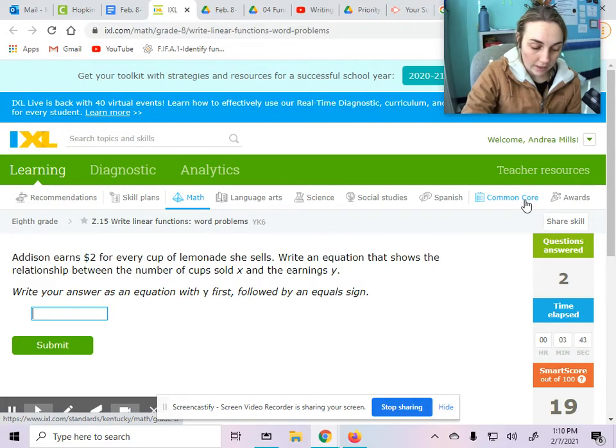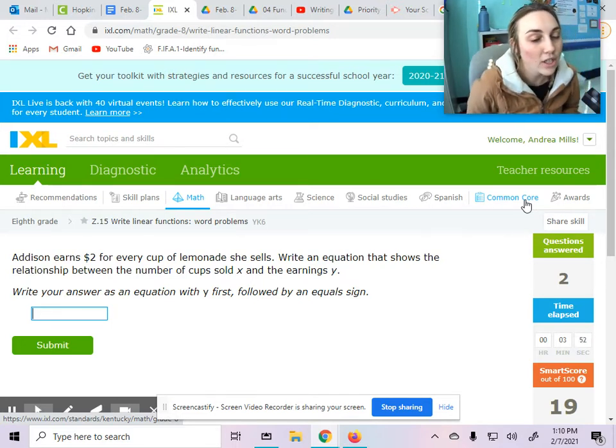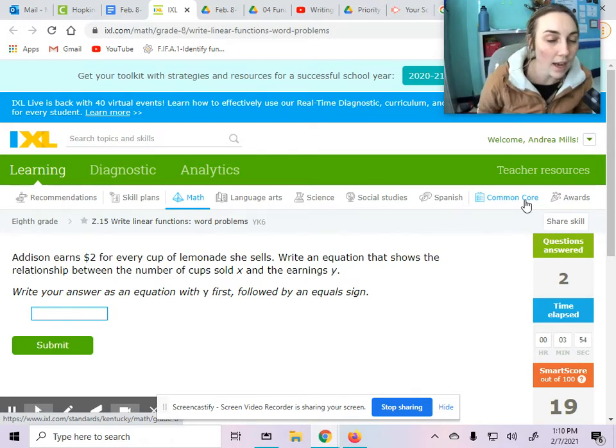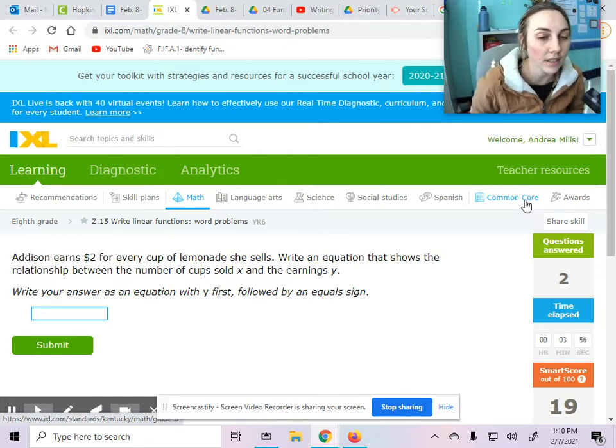All right, here's our next one. I'm going to write the problem down again. All right, Addison earns $2 for every cup of lemonade she sells. Write an equation that shows the relationship between the number of cups sold, which is x, and her earnings, y.